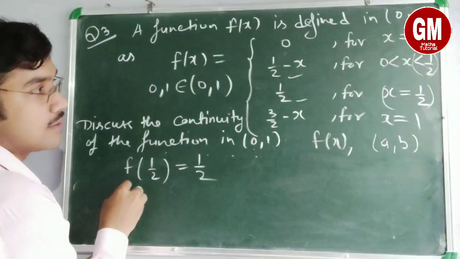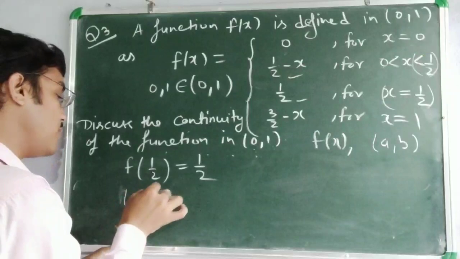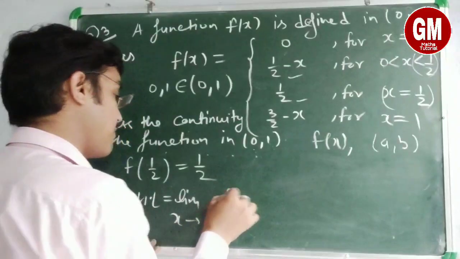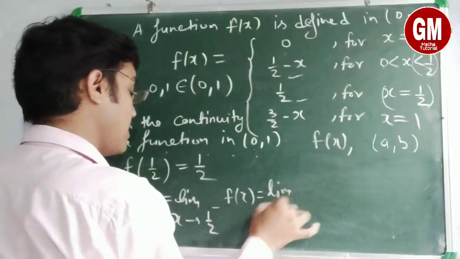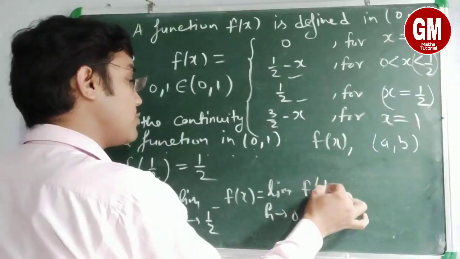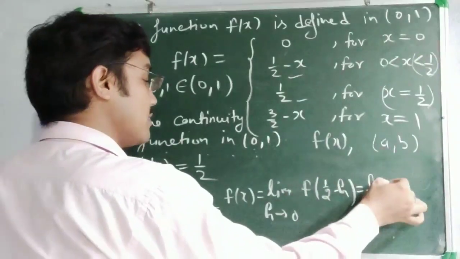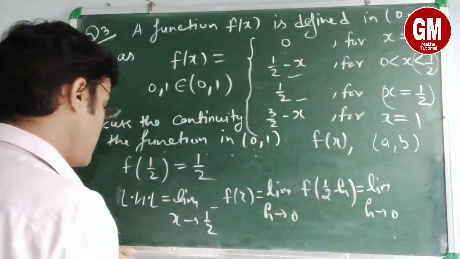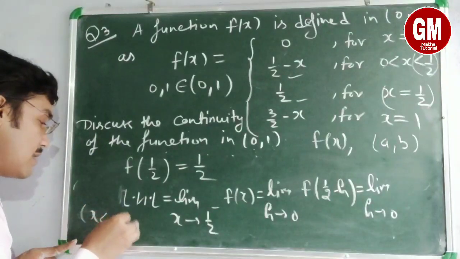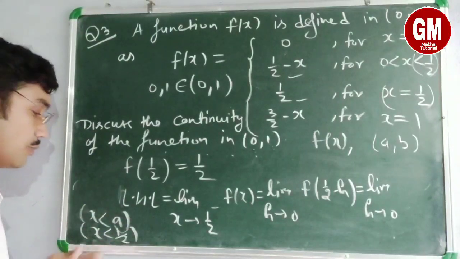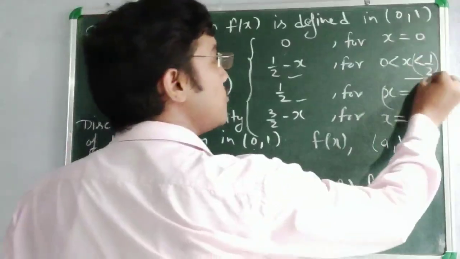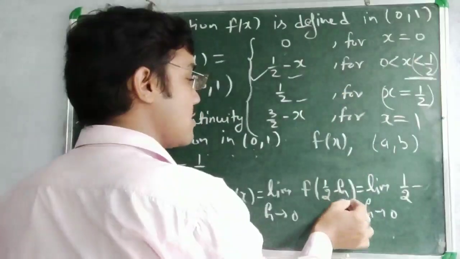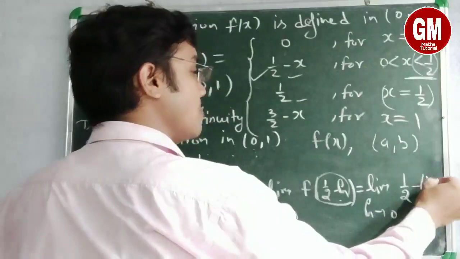And what is the left hand limit? Left hand limit will be here limit x tending to 1/2 minus f(x), which is equal to limit h tending to 0 of f(1/2 minus h). And what is the value at 1/2 minus h? As we can say that when x is less than 1/2, we take the function as 1/2 minus x, then 1/2 minus x, x is replaced by complete portion, means 1/2 minus h.